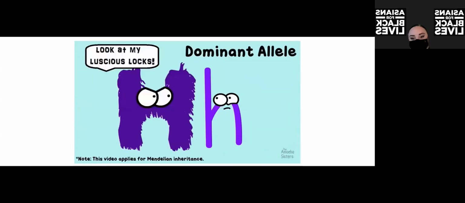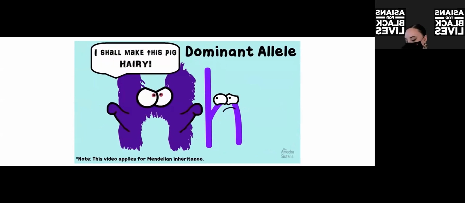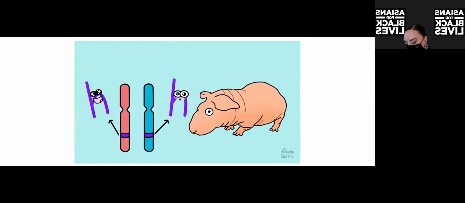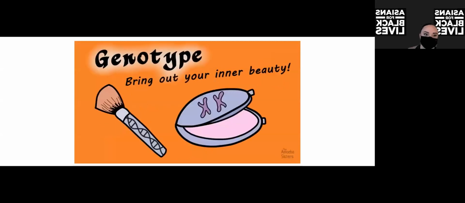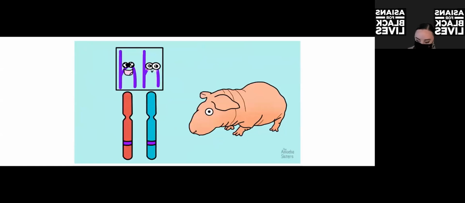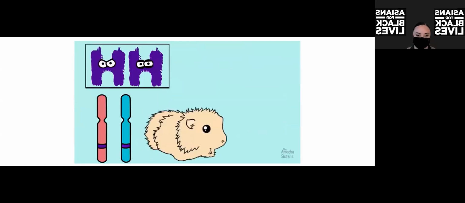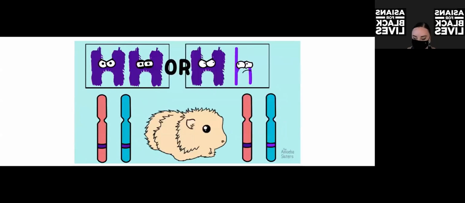A dominant allele is represented by a capital letter, and it's an allele that will show up. Think of it as dominating. So a hairless guinea pig does not have a dominant allele for hair, and that's why the recessive trait, not having hair, shows up. A hairless guinea pig's genotype, that's the genetic makeup of an organism, can be represented as a lowercase little h, little h. A guinea pig that does have hair can be represented as a big H, big H, or a big H, little h.